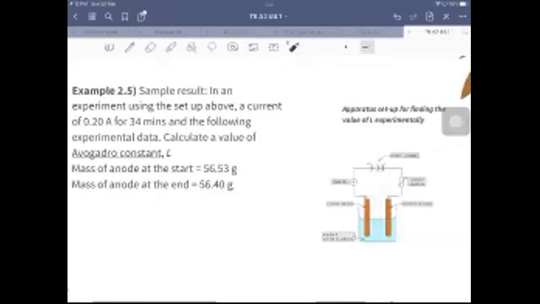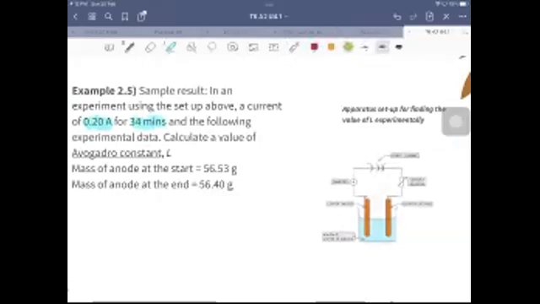Sample result. In an experiment using the setup above, a current of 0.2 amperes for 34 minutes. Okay, so from there you can already find Q equals IT and the following experimental data. Calculate a value of Avogadro constant L.